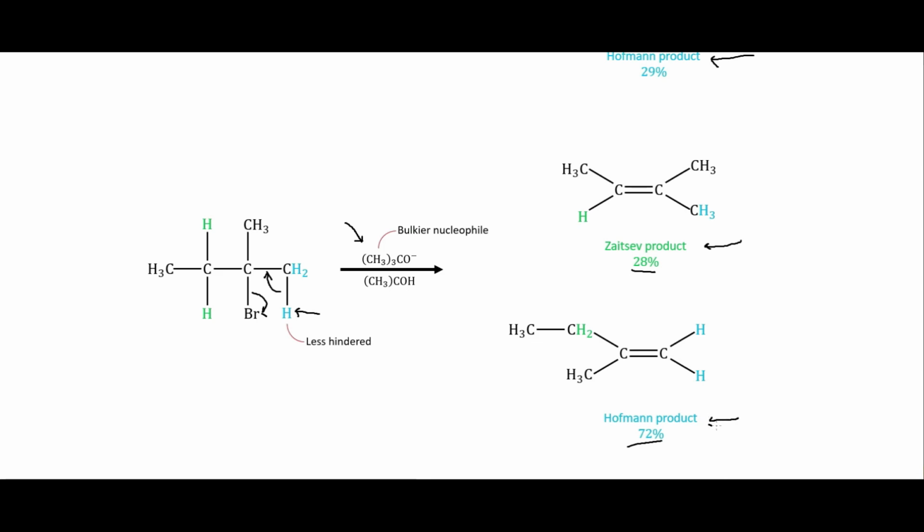So you're not getting 100% of one or the other, and that's something that happens quite often in organic chemistry. And so if you want to get one or the other of these, then you'll have to do some sort of separation method to separate these out from each other.